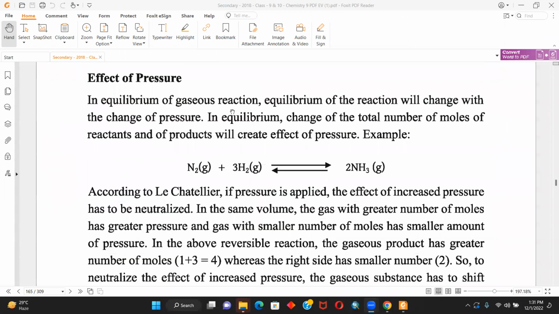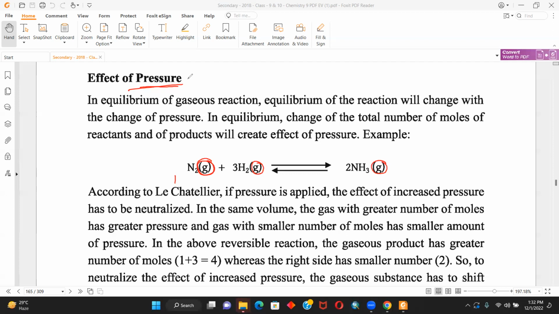Now, effect of pressure. If I just give a brief of that to you. See, in the left side, I have 1 mole of gas. Obviously, remember that in case of effect of pressure, you will only consider gaseous elements. Only gaseous elements. In case of effect of pressure, what is pressure? Pressure is like we say atmospheric pressure, remember?